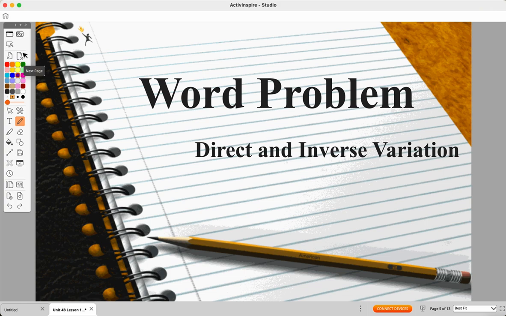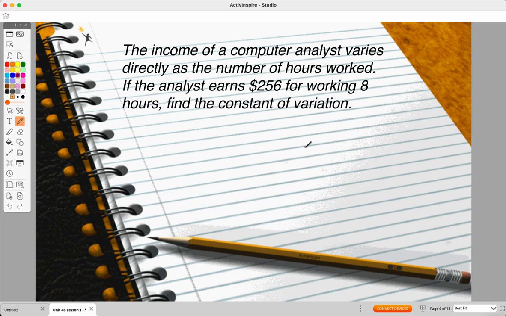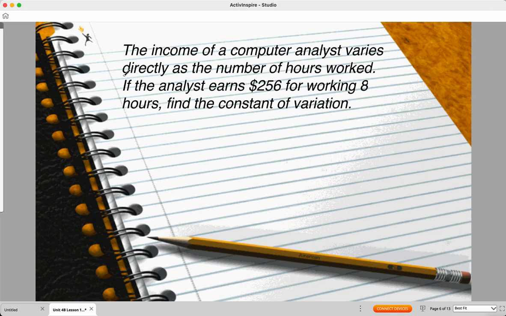It's word problems. I love these mainly because if I look at them, they tell me everything I need to know. If I read carefully, it tells me the equation I'm using right here in this first sentence. It just takes a little bit of translating for you. The first thing we need to think about is the computer income. The income of a computer analyst varies directly as the number of hours worked. So we know it's direct variation, so it's y equals kx.